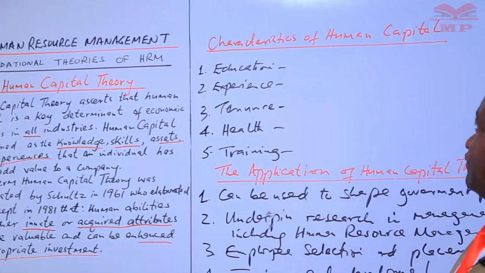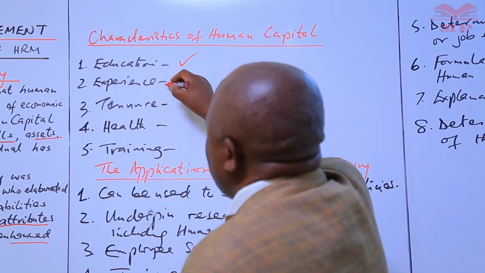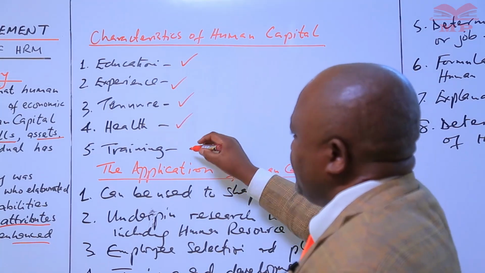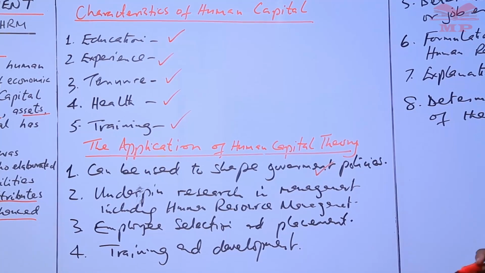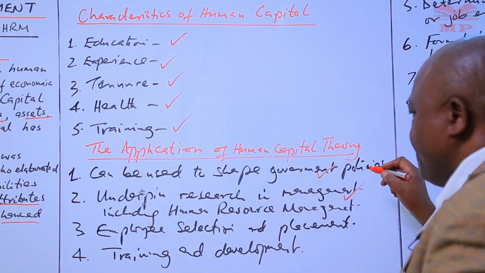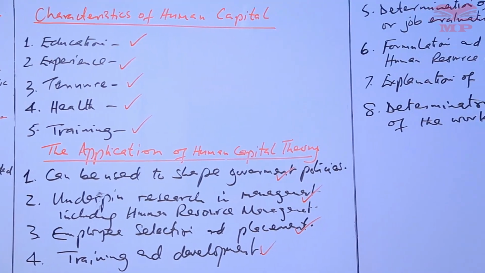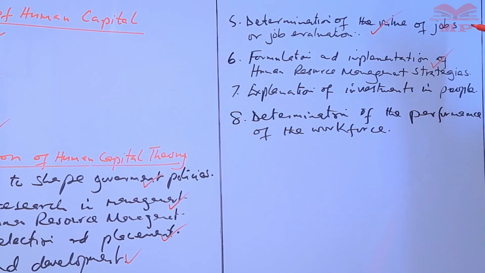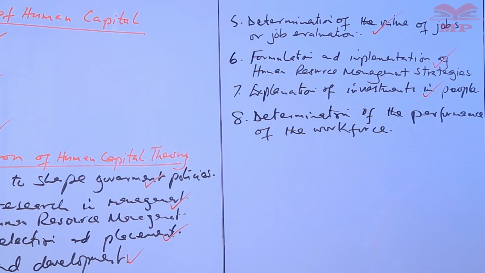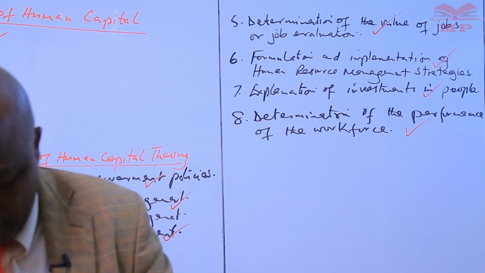Then we have looked at the characteristics of human capital: number one, education; number two, experience; number three, tenure; number four, health; and number five, training. Then we looked at application of human capital theory: one, shape government policies; two, underpin research in management, including human resource management; three, employee selection and placement; four, training and development; five, determination of value of jobs or job evaluation; six, formulation and implementation of human resource management strategies; seven, explanation of investment in people; eight, determination of the performance of the workforce. Those are just some of the areas in which human capital theory can be applied.